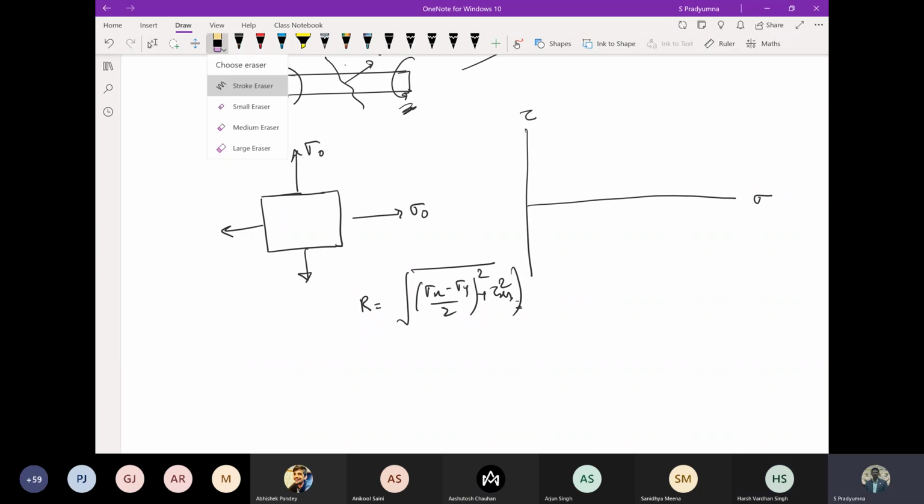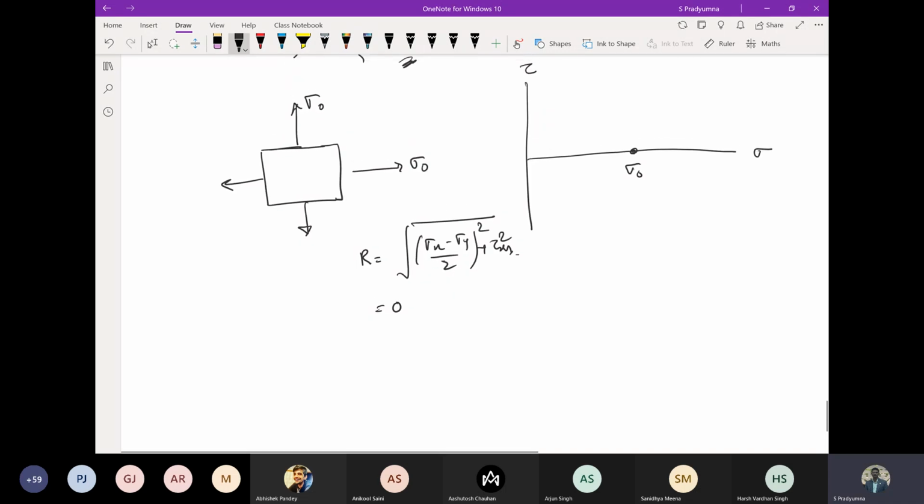And where is the center of the Mohr circle? Sir, sigma naught by 2. Sigma naught or sigma naught by 2? Sigma naught. Correct? So it is at sigma naught. So this is sigma naught and the radius is 0. So what do you mean by that? The Mohr circle is just a point, right? The Mohr circle is just a point.